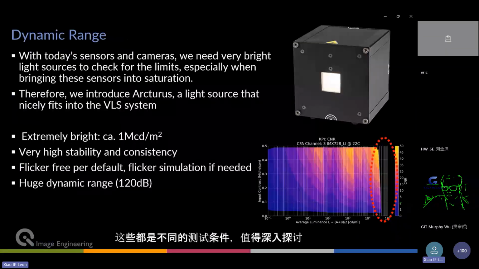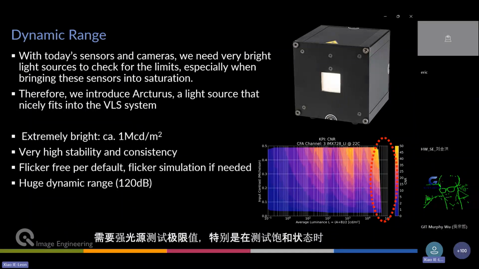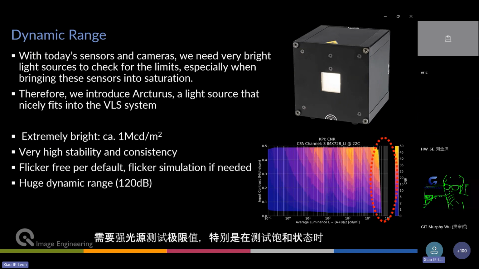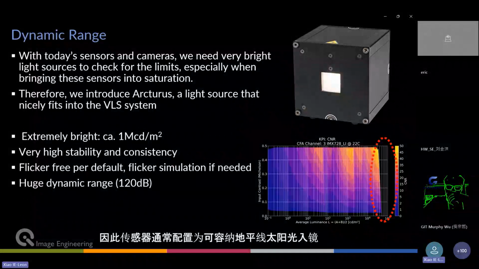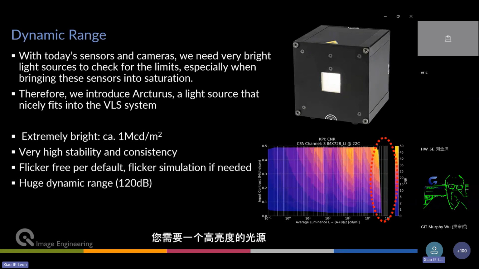Something to talk about: dynamic range. Today's high dynamic range sensors need a very bright light source to check the limits, especially when you want to bring them to saturation. Sensors are typically configured in such a way that it's okay to have the sun on the horizon in the image. That might bring it to saturation, but only that. So if you want to simulate this in the lab, you need a very bright light source.